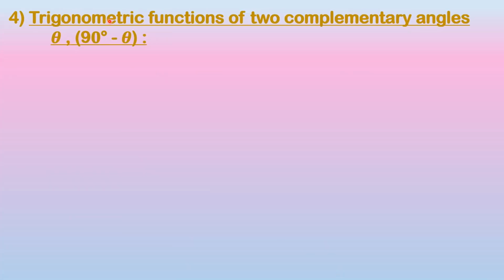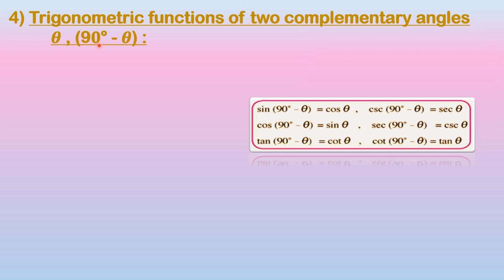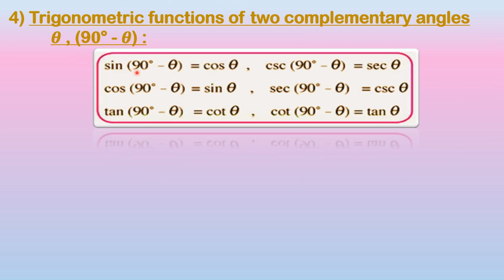Number 4, trigonometric functions of two complementary angles. The complementary angles are the angles whose sum equals 90. For example, theta and 90 minus theta. Sine 90 minus theta, so let's concentrate on this. Pay attention here. Sine is converted into cosine. Cosec is converted into sec.